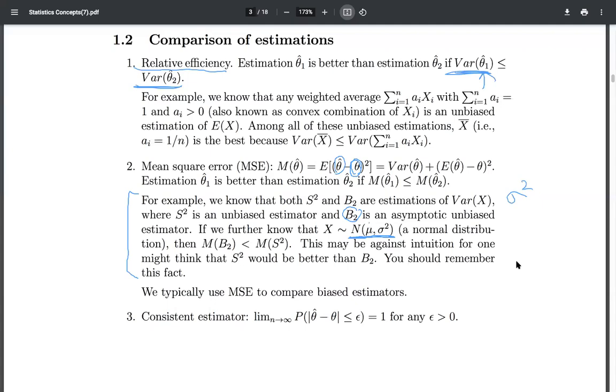So in case, you may want to look at what the Gaussian normal distribution is, right? So if the underlying distribution is normal, then you can look at the mean square error, and then it turns out that B2 is better. Okay, in this case, B2 is actually better, right? But then, of course, B2 means that when n is pretty big, that's better for mean square error.